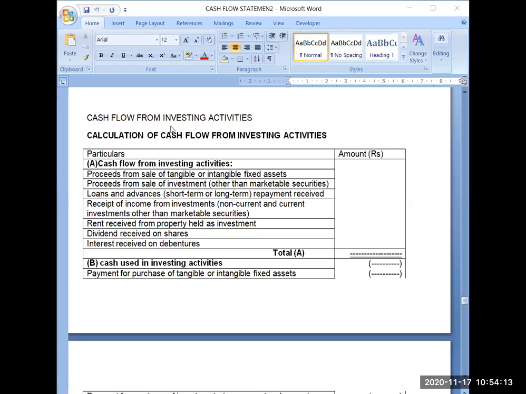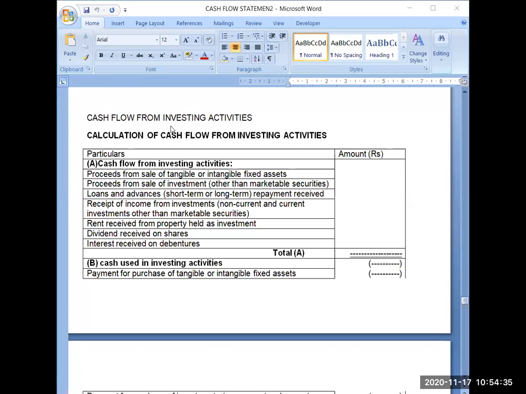So we were doing cash flow statement and we have completed cash flow from operating activity. Now we have to complete cash flow from investing activity. So for investing activities, what will be the major points? We have to focus on non-current assets.